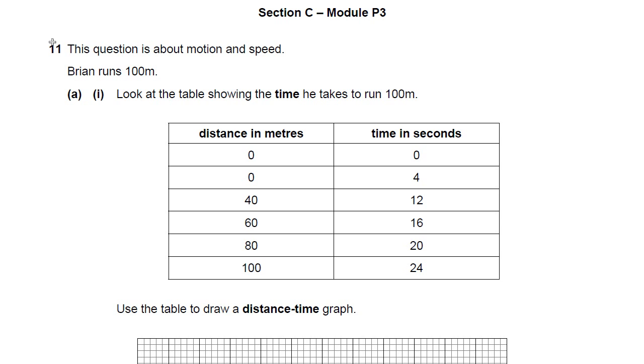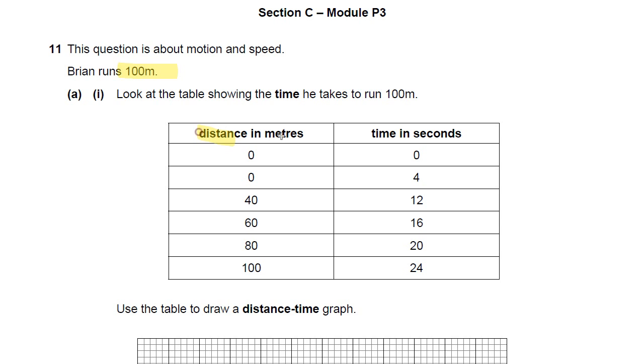Hi there, so we're on the P3 section now of this OCR Gateway Physics paper. This is question 11 and it's about motion and speed. It's the section about speed. First section is about a 100-meter race. Look at the table showing the time he takes to run 100 meters.